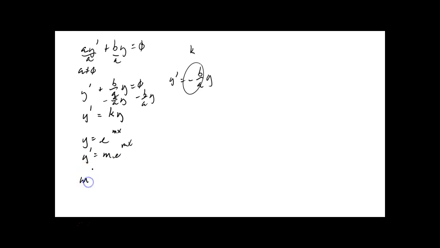So this says m e to the mx is equal to k e to the mx. Well, guess what? That means m has to equal k, because the two sides are exactly the same. We can do that because e to the mx is never 0, so you can divide by it, and that would be perfectly fine.